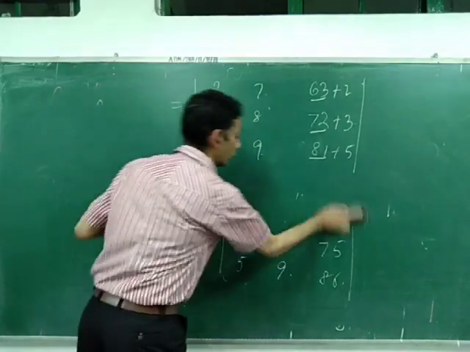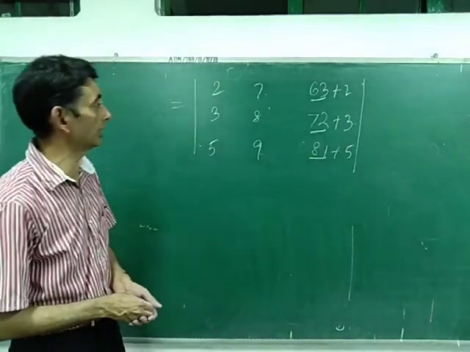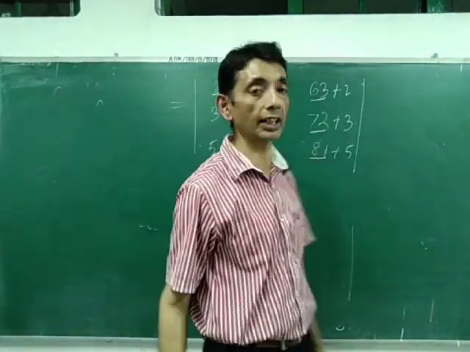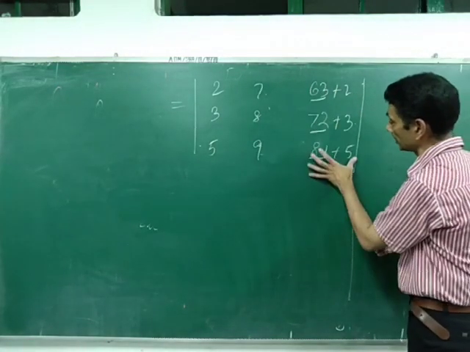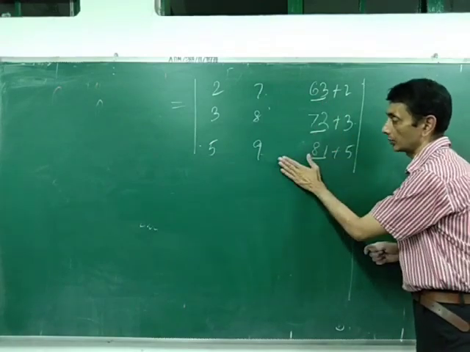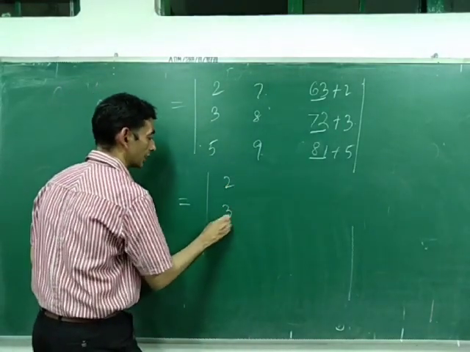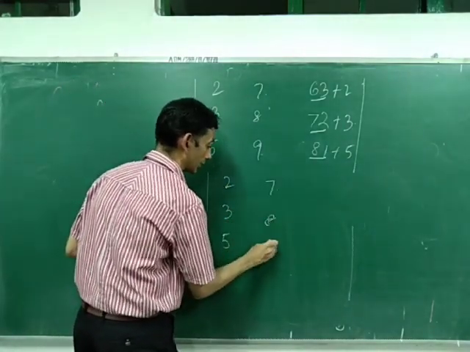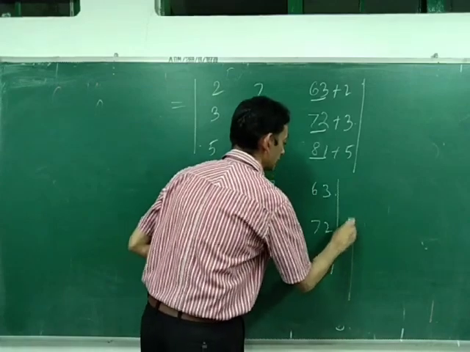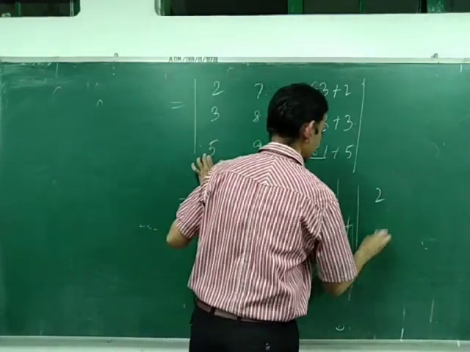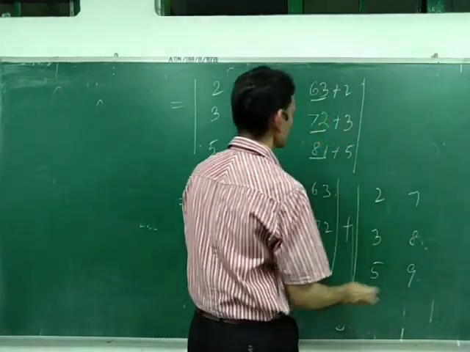Now, what will be the next steps? The next steps will be very simple. We'll be using the property that we have discussed today, the first property: if a column is expressed as a sum of two numbers, then this determinant is expressible as a sum of two determinants. So 2, 3, 5, 7, 8, 9, then 63, 72, 81, plus 2, 3, 5, then 7, 8, 9, then 2, 3, 5.